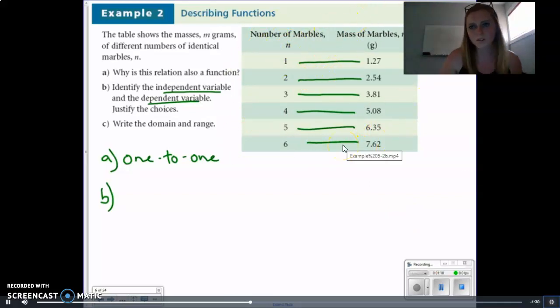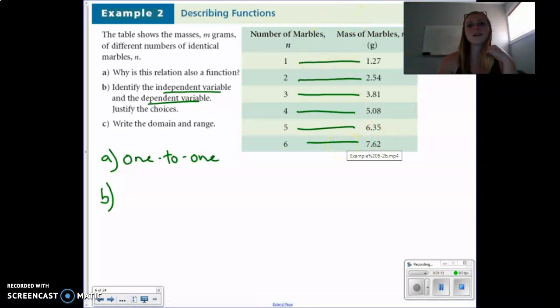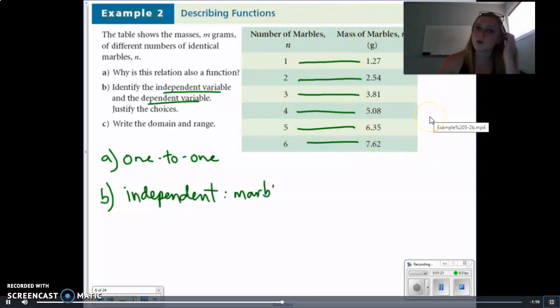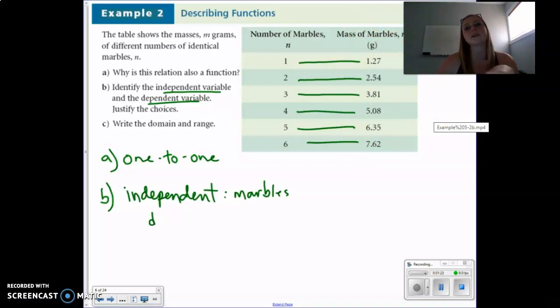Also, the other thing about domain and range is your X is always your domain and your Y is always your range. So in our case, the domain is number of marbles and the range is mass of marbles.